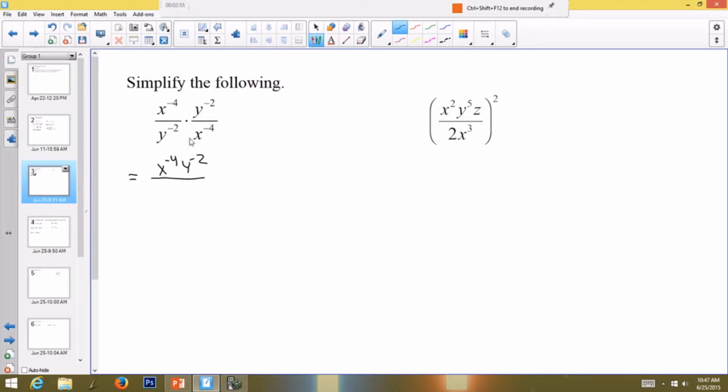And then when I do the same thing on the bottom, I get x to the negative fourth y to the negative second again. Well, if I look at that, I have the same thing on the top as I have on the bottom. And we know from fractions that that's just 1. But we could also use the other properties.